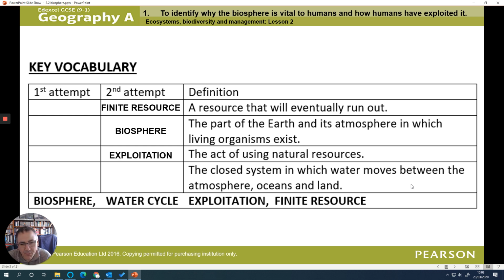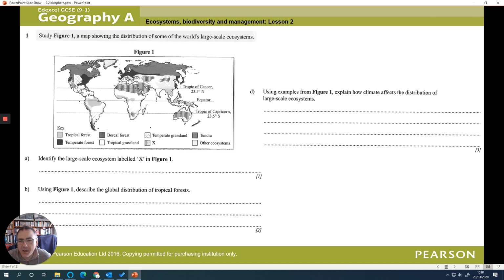Exploitation is how people use natural resources. And then a closed system, or example of one, is the water cycle, where water moves between the atmosphere, the oceans, and the land. Okay, just looking at these practice exam questions.